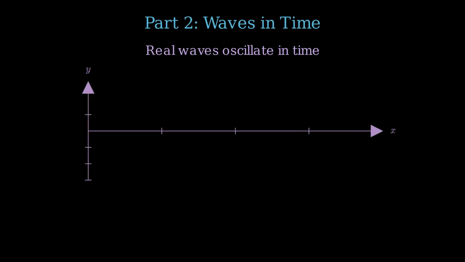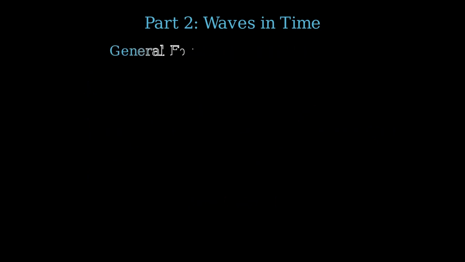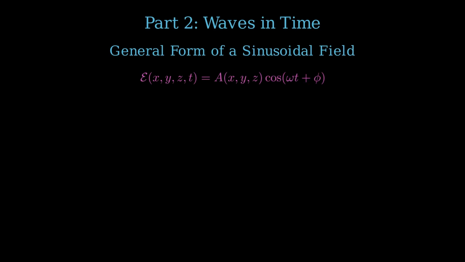Now, let's move to waves in time. In the real world, like in electronics and communications, waves aren't static. They oscillate and travel through time. This animation shows a wave moving, which we can describe with an equation that includes a time variable, t. The general form for a real-world sinusoidal field is given by this expression.